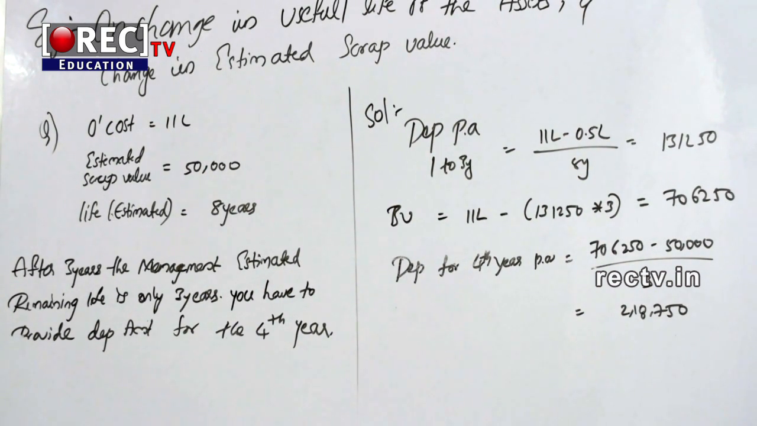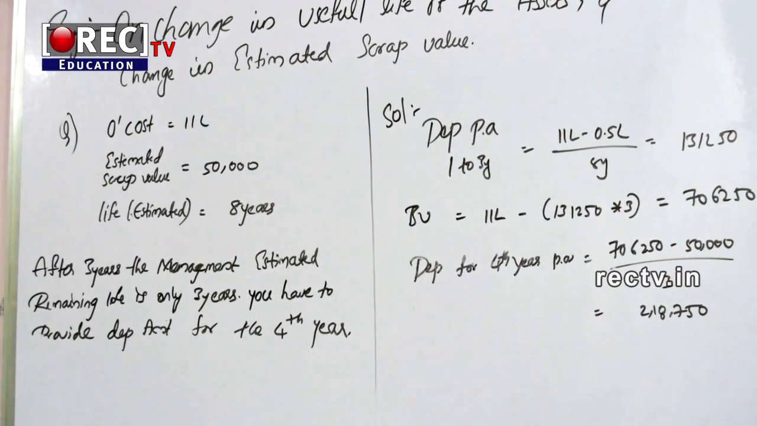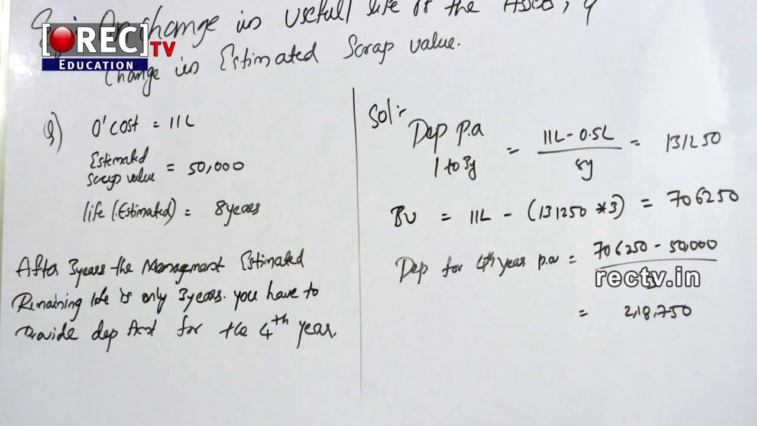The original cost of the asset is 11 lakhs, the estimated scrap value is 50,000, and the estimated life is 8 years. Now, after this, the management estimated the remaining life of the asset is only 3 years. So, you are required to provide the depreciation amount for the 4th year. So, the solution part is here.